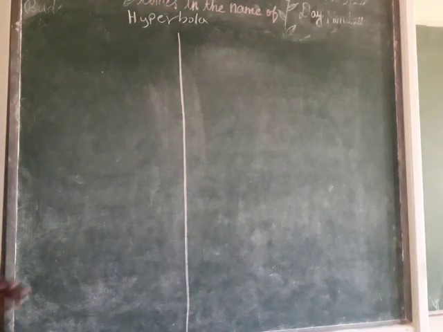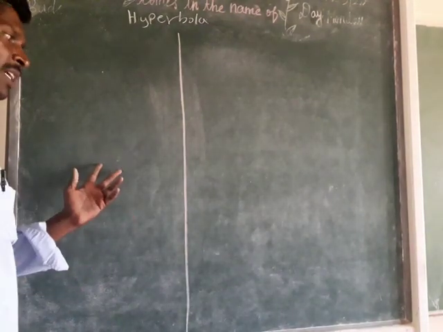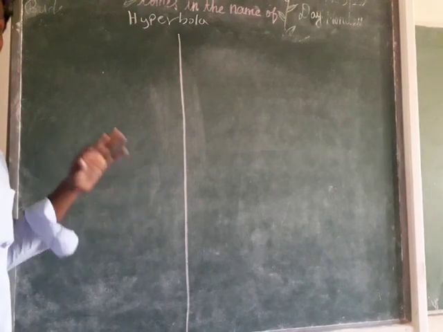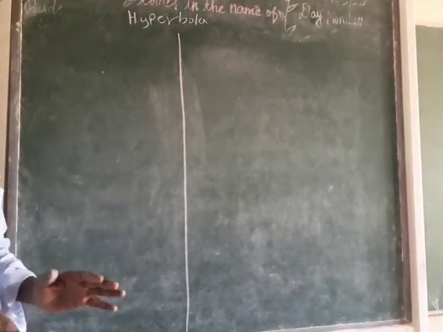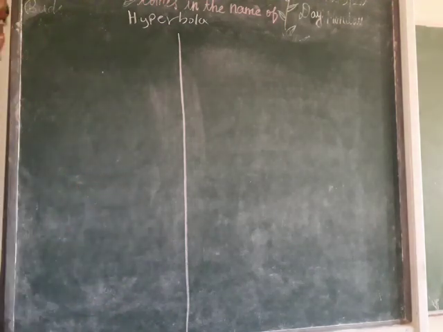I am going to explain about the hyperbola. There are two types, like the ellipse: parallel to the x-axis and parallel to the y-axis. I am going to explain about the hyperbola which is parallel to the x-axis. In the x-axis there are two cases: center 0, 0 and center h, k. First I am explaining about the hyperbola.